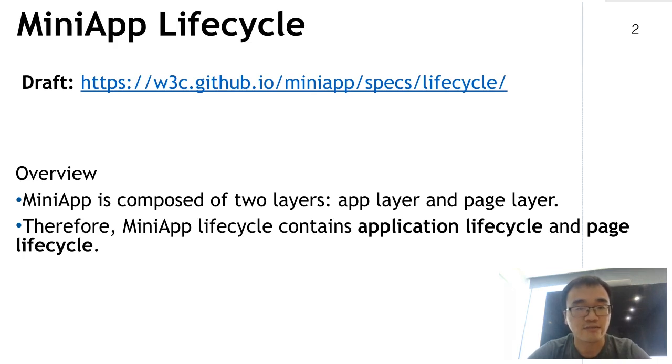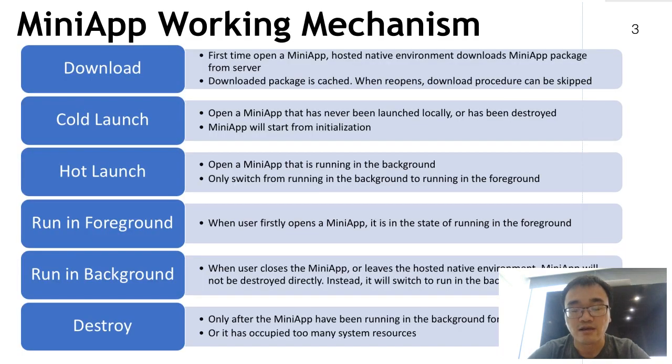Because we know that the MiniApp is composed of two layers, the application layer and the page layer. Therefore, the MiniApp lifecycle will contain two parts. The first is the application lifecycle, and the second is the page lifecycle. So in the next slide, in order to better understand the MiniApp working mechanism, we need to first get to know how the MiniApp works.